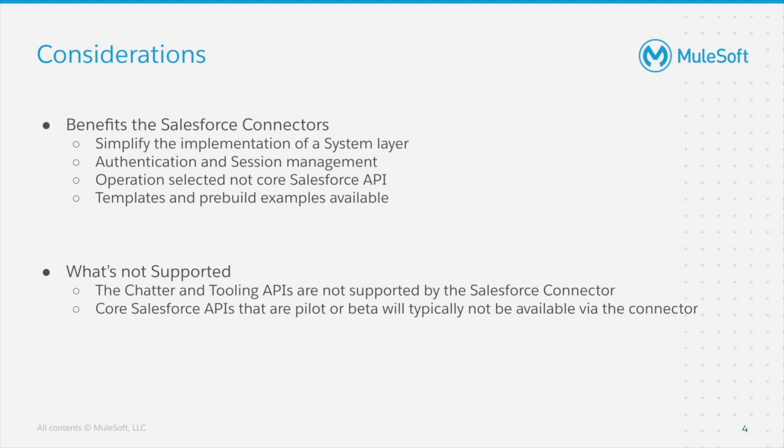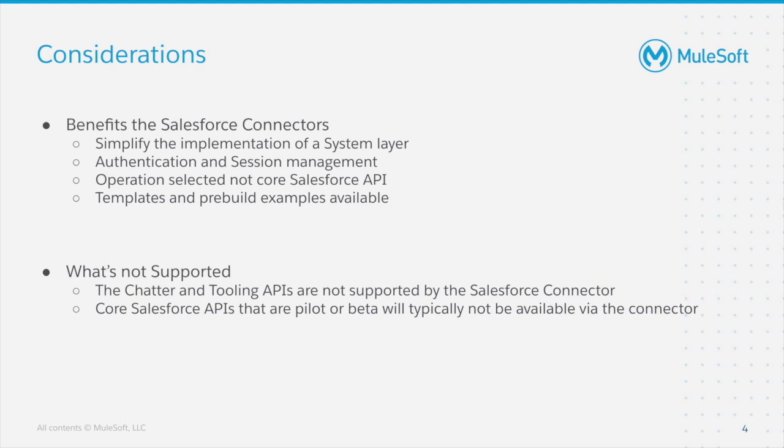Authentication and session management is configured and then handled in the connector, removing the need to understand in detail the authentication and session management handling and associated limits. You select the operation you wish to perform and the connector ensures the appropriate API is then used to fulfill the request. Basically, the heavy lifting has been done. You will find templates and examples showing best practice use of the connector are available, so jump-starting the integration process for you.